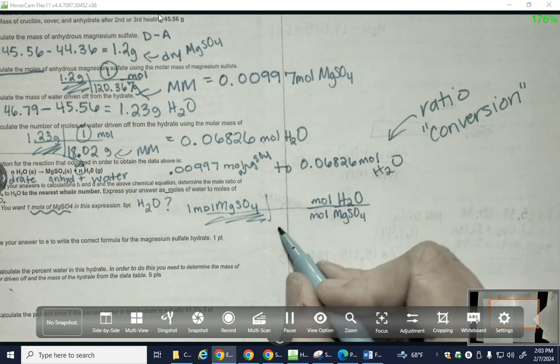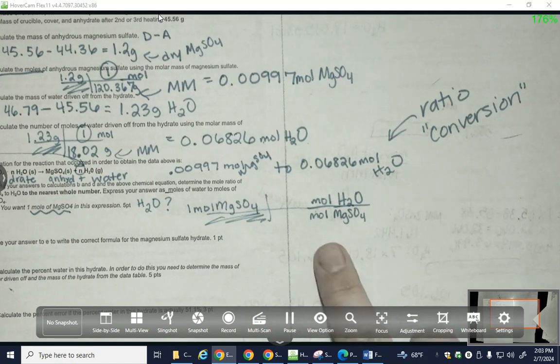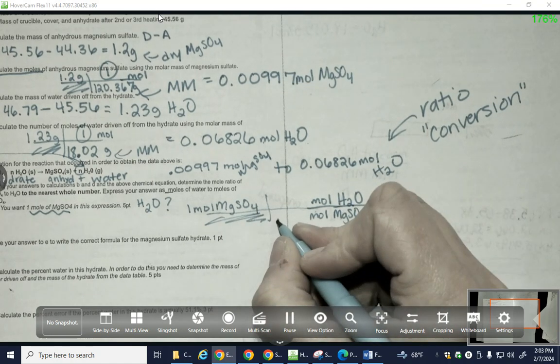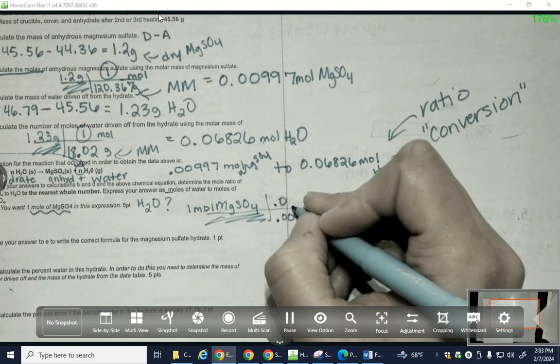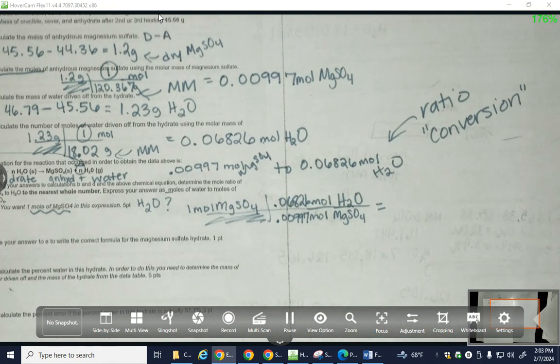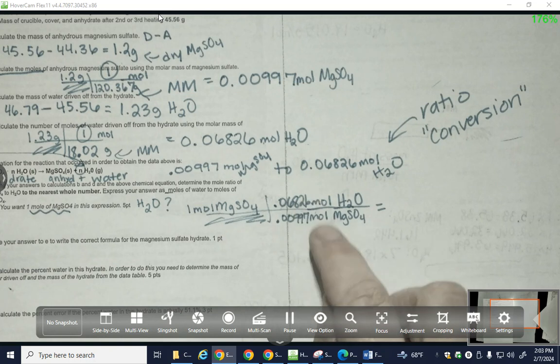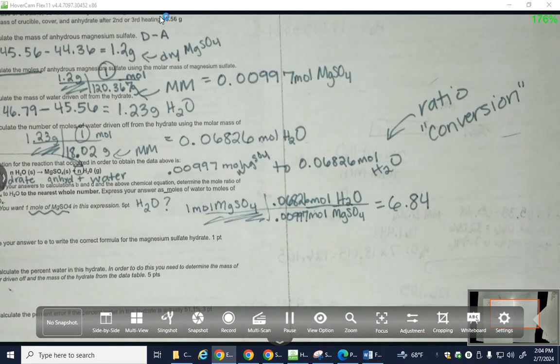And now this is our conversion factor. That's where that's going to get used. So I'm just going to match this up. I'm going to have the 0.00997 on the bottom and the 0.06826 on the top, and we're going to get an answer here. So I'm going to multiply across the top and then divide by the bottom. And I got the answer 6.84. That's what my calculator said.